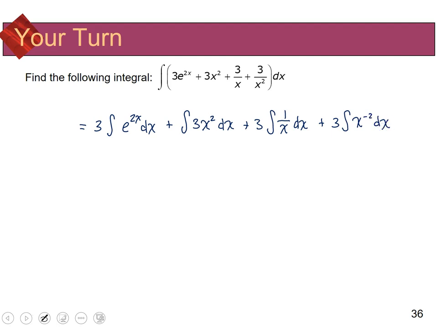So now I'm going to take these integrals. According to the rule we have for e to the 2x, or e to the ax I should say, I'm going to have 1/2 e to the 2x for that. For this one here, since I said that I knew that 3x squared was the derivative of x cubed, then the antiderivative of 3x squared is just x cubed.